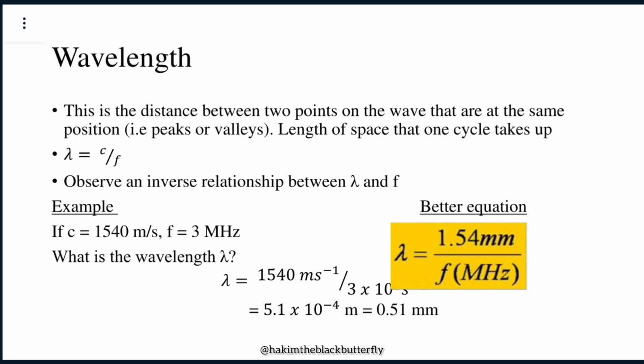Wavelength, that is the length of one cycle. I really don't want to go much into that because I'm sure you understood. The formula for the speed of sound is c equals lambda f, whereby f is the frequency, lambda is the wavelength, and c represents the speed of sound. If I want to calculate wavelength, I will make wavelength the subject. Wavelength is equal to the speed of sound divided by frequency. You just feed in your values and then calculate the wavelength.